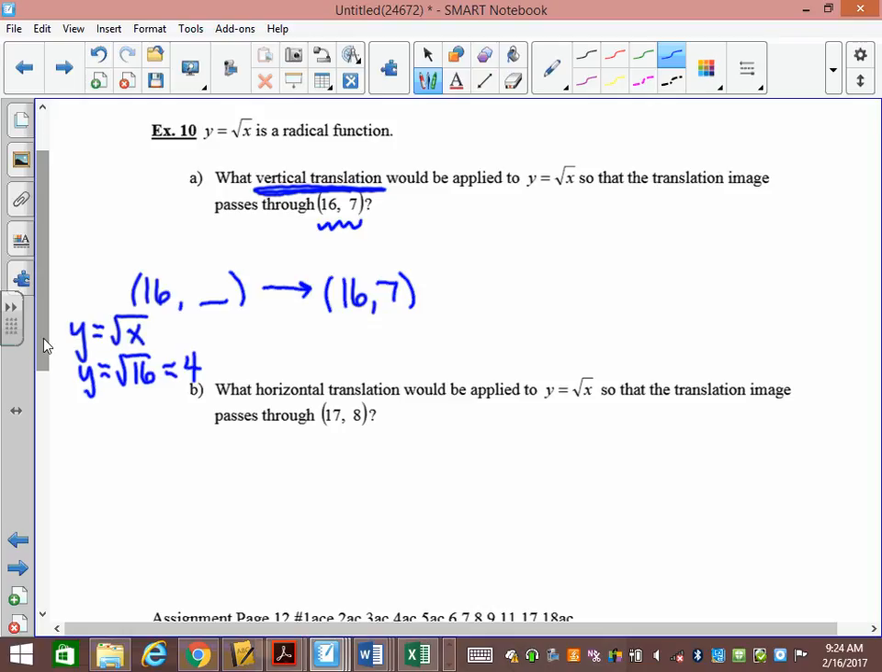So it's 4. On our original point, it was 16 and 4. Our new point is 16 and 7. What did we do? Moved up. We went from 16, 4 to 16, 7. So we went from 4 to 7. So we moved a vertical translation 3 up.